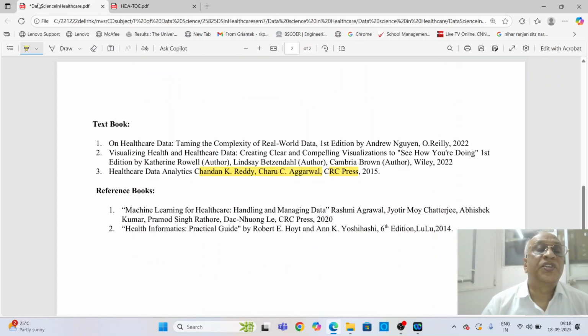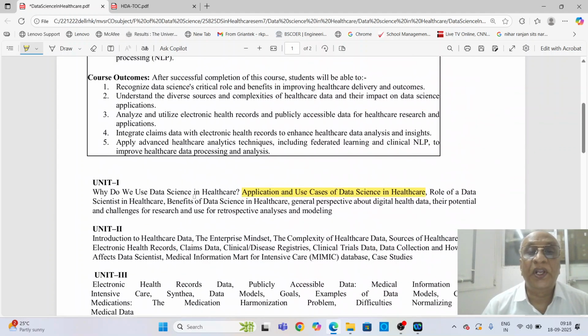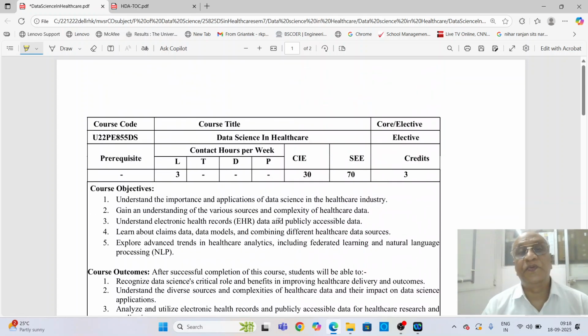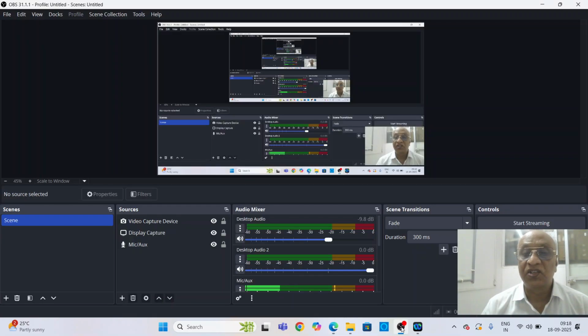So this was a short description of the topic, applications and use cases of data science in healthcare, for the subject data science in healthcare. I'll stop here. Thank you.